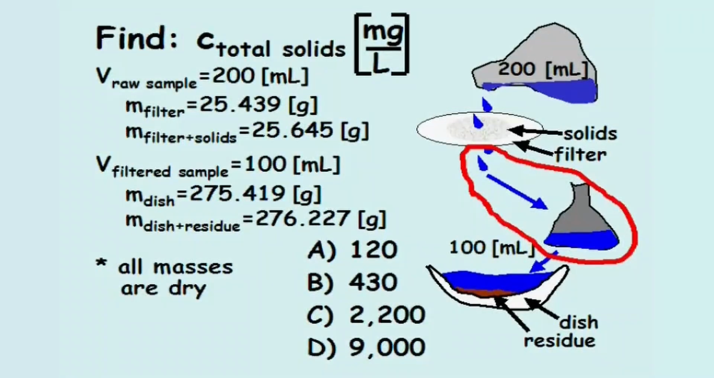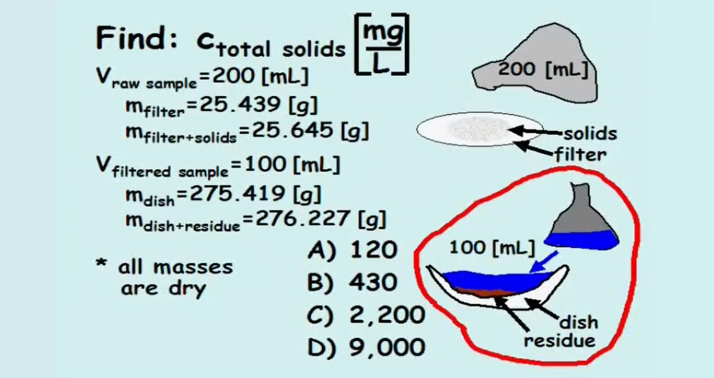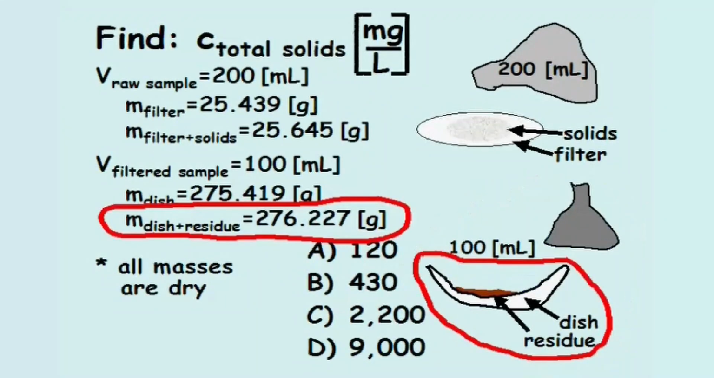Water that passes through the filter paper is collected for the second test, where 100 milliliters of the filtered water is poured into a pre-weighed dish. The dish is then dried out and weighed again, with the solid residue remaining in the dish.